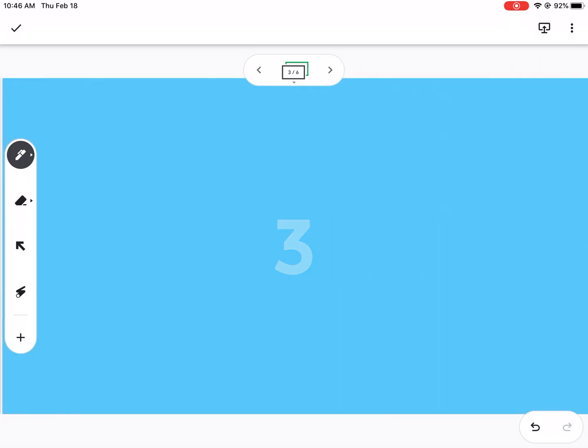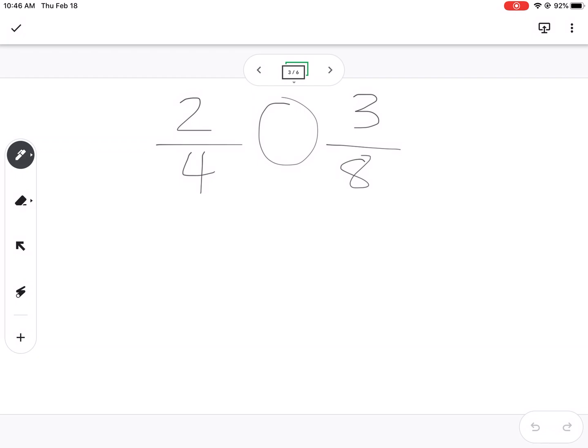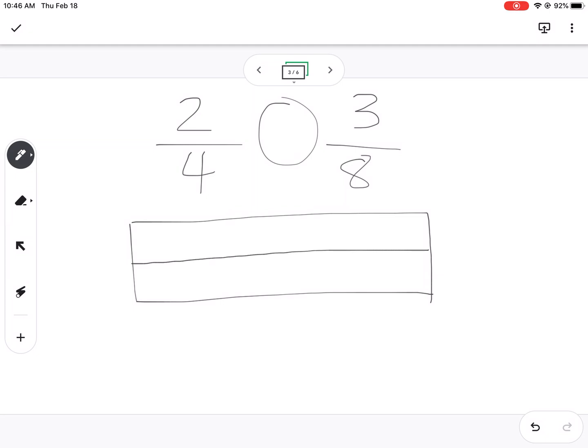Let's do another example. I have 2/4 and 3/8. You can probably guess that I'm going to make one big rectangle, cut that rectangle in half, and I'm going to have 2/4 on top and 3/8 on the bottom. For fourths, I'm going to start with half, and then since halves and fourths are friends, I'm going to take each half and cut it in half. So then I have 1/4, 1/4, I have 4/4, and I need to shade in two of them, 1, 2.